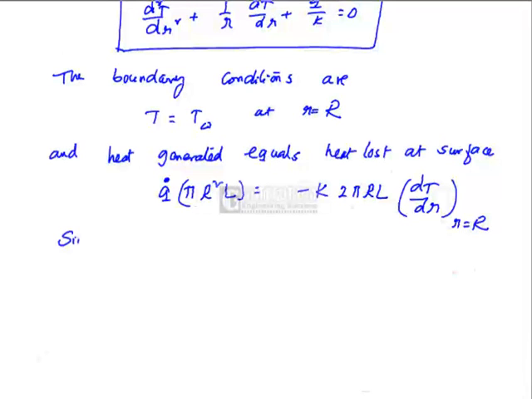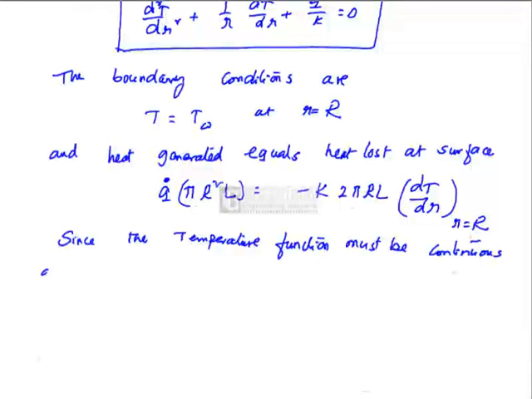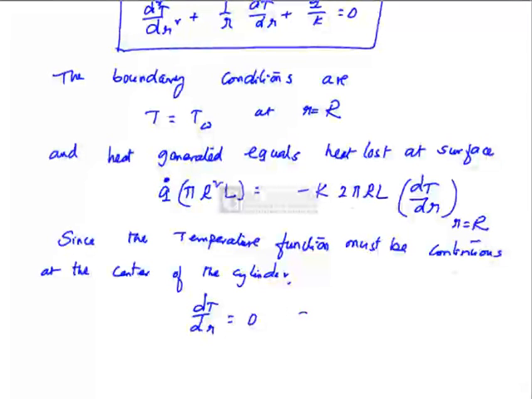Since the temperature function must be continuous at the center of the cylinder, we can write dT/dr is equal to 0 at r is equal to 0. That is, temperature is maximum at the axis.